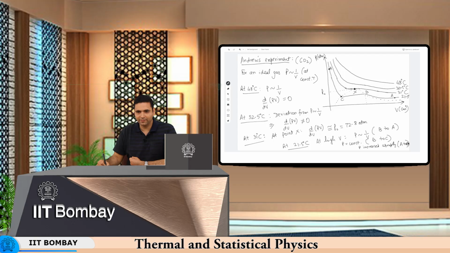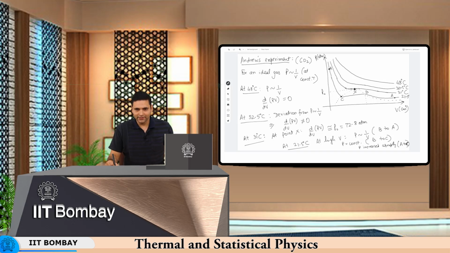So these were the experimental observations, and you can already see that this is a complete deviation from what we expect from Boyle's law. From Boyle's law, we expect these isotherms always to follow the mathematical form, which is P going as inverse of V.